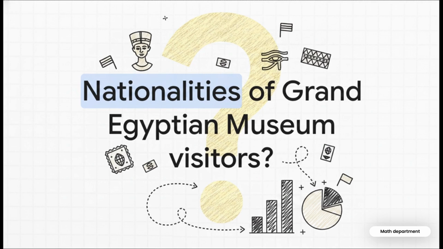Before we even look at a single graph, let's just start with a basic statistical question. Imagine writing this right across the top of your paper. What are the nationalities of visitors to the Grand Egyptian Museum today? Now, just pause for a second. Think about why answering that specific question actually requires us to collect and organize data. Well, it's because there isn't just one single answer, right? We have to observe, we have to record, and then we have to make sense of all those different responses.